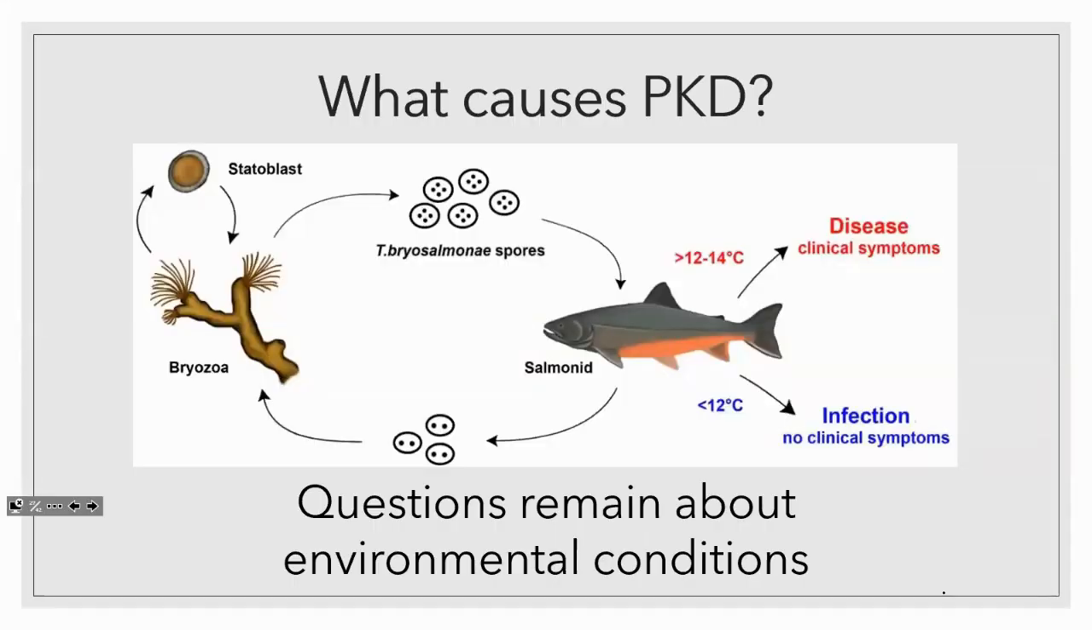And as we talked about, this says 12 to 14 degrees. It's generally thought to be a 15 degree threshold that causes disease to occur when salmonids become affected by T. bryo, passed out of bryozoans. And this is going to be important for our last part of our presentation. When the water temperature is kept below 15 degrees C, infection occurs, the parasite is present within the salmonid, but no clinical symptoms are present. This leaves us lots of questions about environmental conditions.